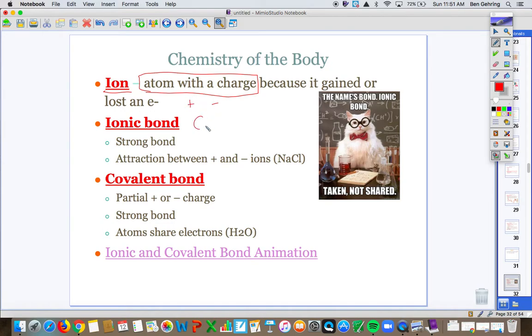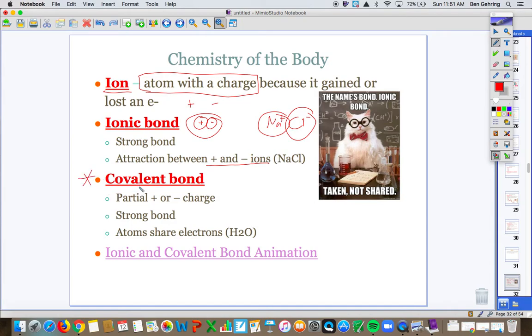So when these two come together, they form an ionic bond, a bond formed between ions. This is a strong bond, attraction between positive and negative ions. For example, sodium chloride. Sodium has a positive charge, chlorine has a negative charge. Positives and negatives come together, stuck in the middle. That's an ionic bond. We also have things called covalent bonds.